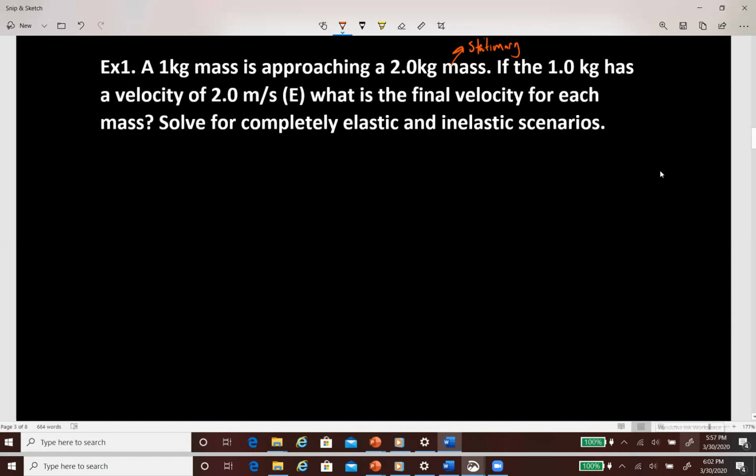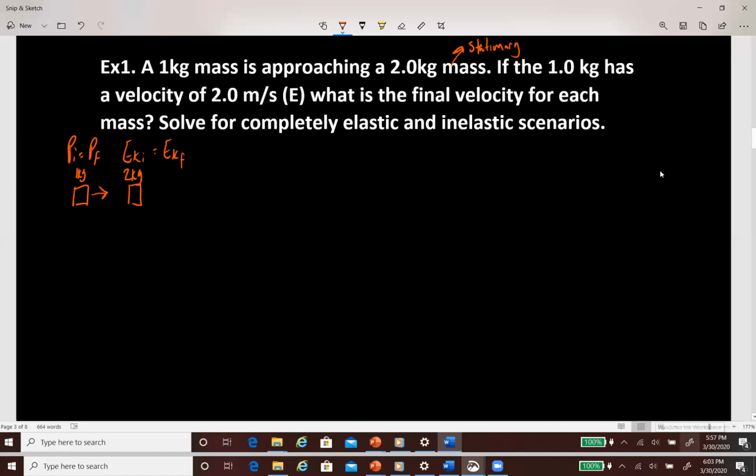So let's look at the first one, completely elastic. The idea here is the initial momentum is equal to the final momentum, but also the initial kinetic energy is equal to the final kinetic energy, right? Two big ideas. So let's take a look at it, for example, as a schematic. Imagine here your 1 kilogram mass, it's approaching, and this is your 2 kilogram mass. And we're going to figure out what happens after the collision.